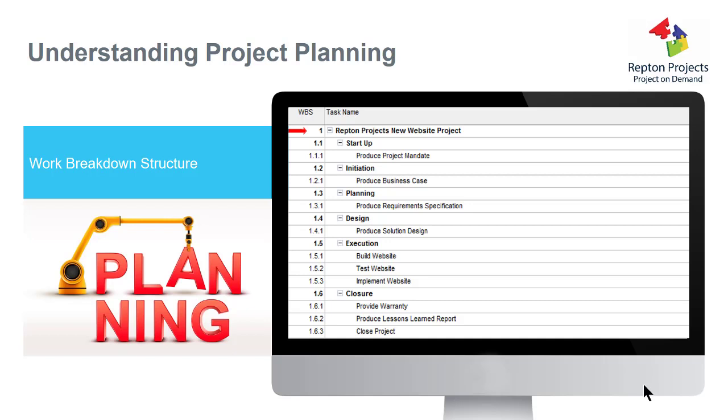In order to build the work breakdown structure, I've identified the level 2, which are the phases of the waterfall methodology, which is startup, initiation, planning, design, execution, and closure. So they are my level 2s. I've not actually done anything yet. The level 3s are the actual tasks that I need in order to build the end product, which in this case is a website. If you see that in green, they're the actual activities or tasks.